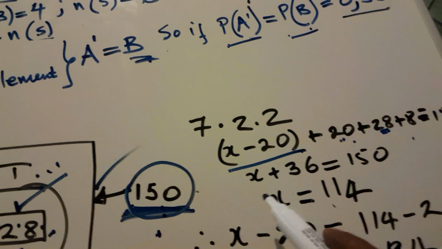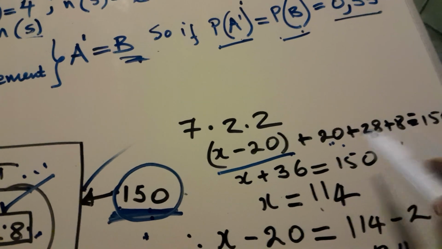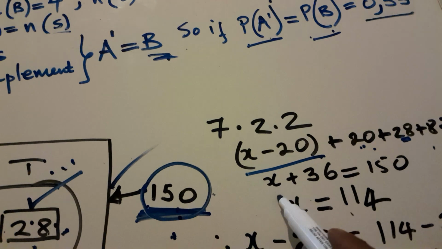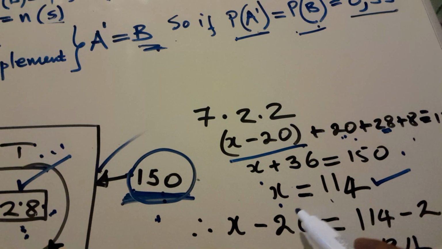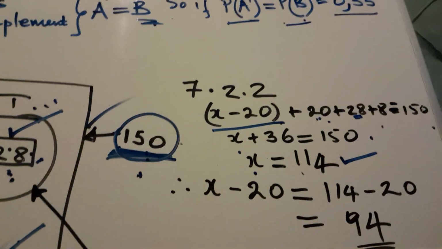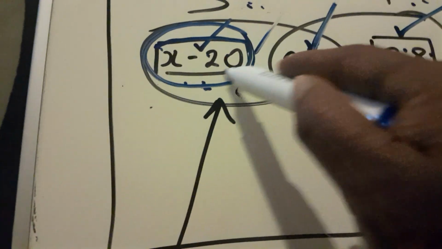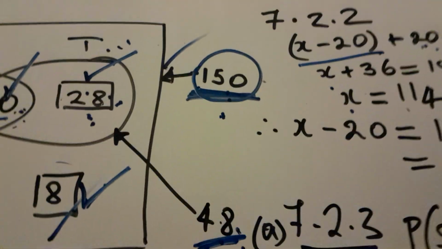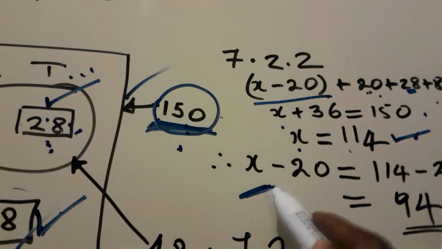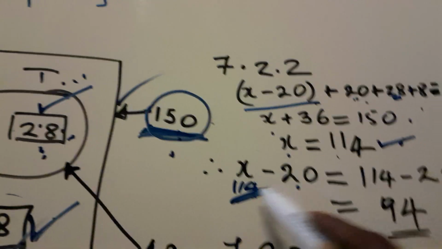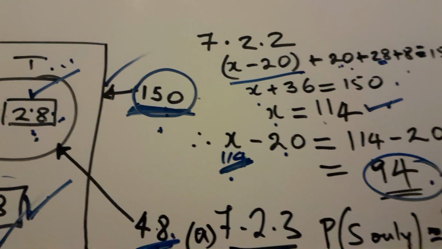If you solve that equation, you'll get X plus 36, because minus 20 plus 20 plus 28 plus 8 gives me 36. So it's X plus 36 equals 150, giving me X as 114. But remember, the question wants you to find the entry here, which is X minus 20. You've just calculated that X is 114. So you take 20 from 114 to give you 94. That's the answer.